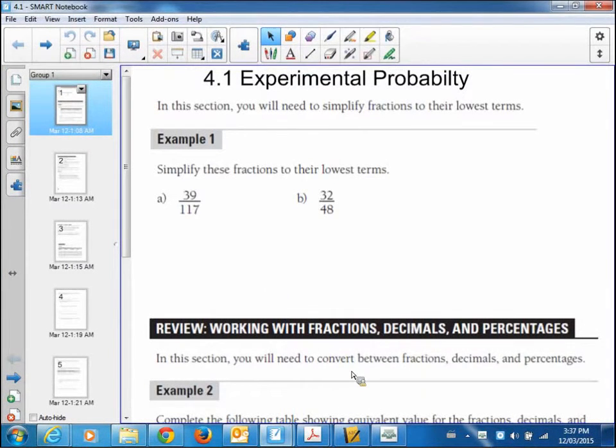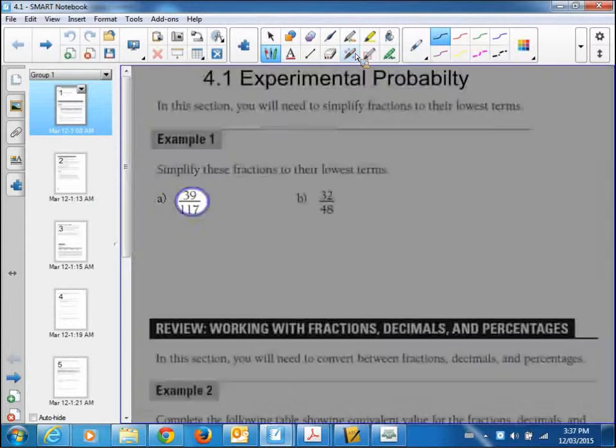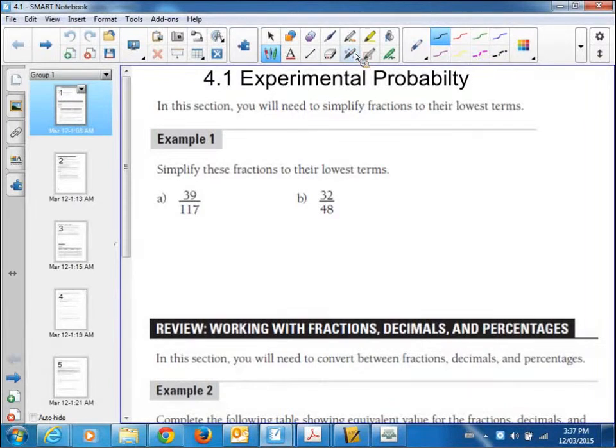Take this first example here, 39 out of 117. Now, if you see a big number right off the bat that fits into both, in this case it's 39, you could skip right into that and it lowers to 1/3. However, if you don't, try small numbers.